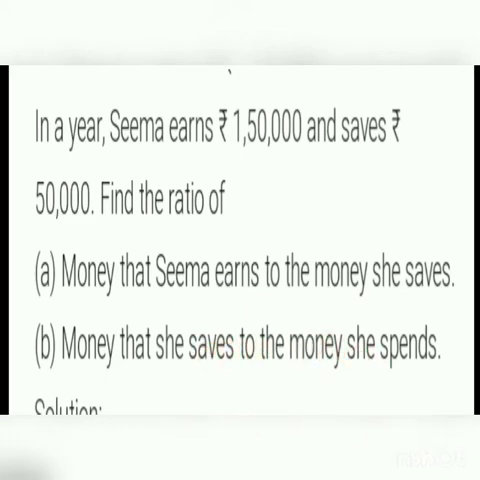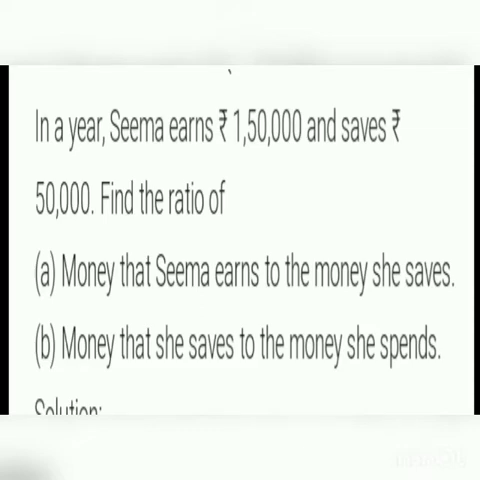So what is given here? The money Seema earns and the money she saves are given. She earns 1,50,000 rupees, and out of this 1,50,000 rupees, 50,000 rupees she saves. Now, two questions we have to find here. The money that Seema earns to the money she saves, so the ratio of money earned and money saved. That is one question. Then, the money that she saves to the money she spends.